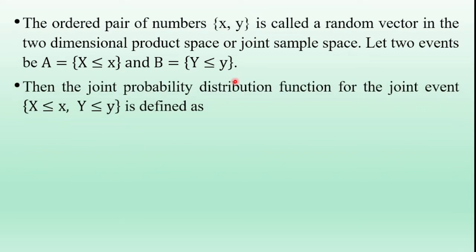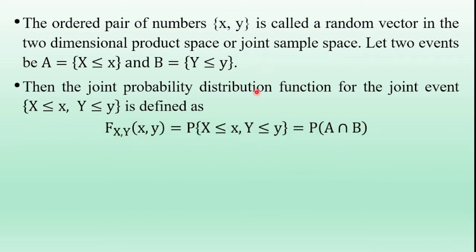Then the joint probability distribution function for the joint event X less than or equal to x, Y less than or equal to y is given by capital Fxy of x comma y is equal to probability of X less than or equal to x, comma Y less than or equal to y. So this is the definition of the joint probability distribution function of the random variables capital X and capital Y.